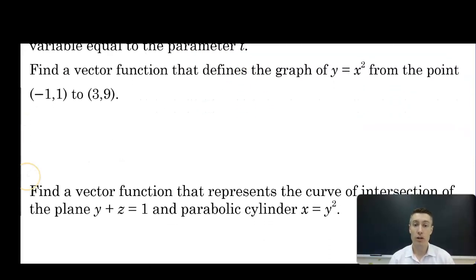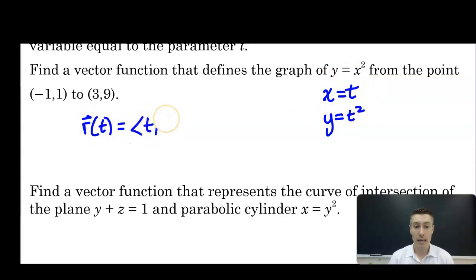So here, find a vector function that defines the graph of y equals x squared from the point -1, 1 to 3, 9. So y equals x squared, x would be the independent variable. So put simply, x would be t. And then based off of that, y would be t squared. So our vector function, r of t, would be t, t squared. And then to define it from the point -1, 1 to 3, 9, since we define x to be t, then t goes from -1 to 3. And we include that domain restriction.